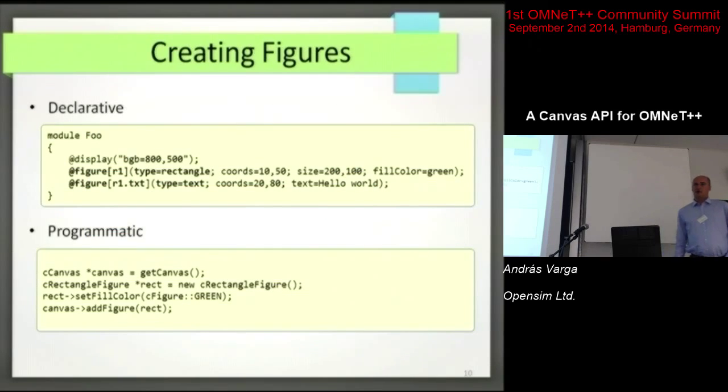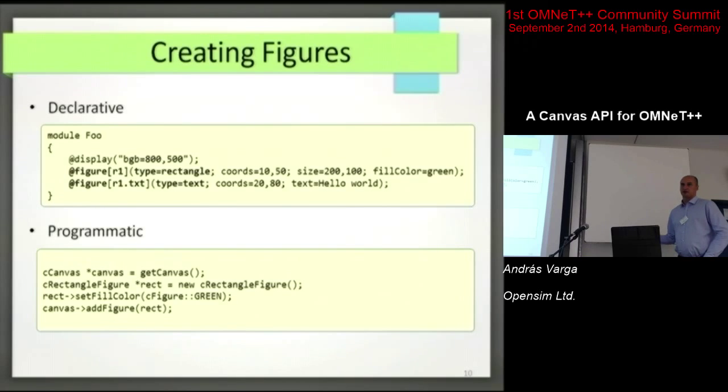Okay, how can one create figures? There are 2 ways. Declaratively and programmatically. Declaratively, in the NED file, one can use properties to create figures. This add figure property has a name. One can specify the type, like rectangle, text, image, stuff like that, and the properties of it.